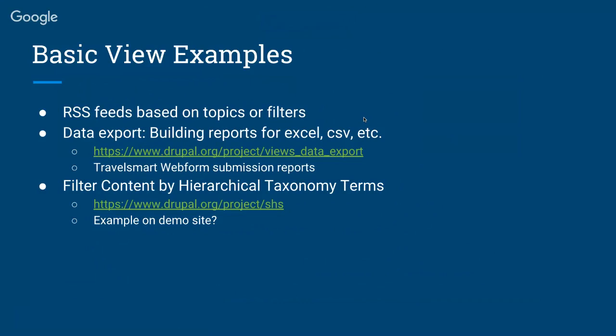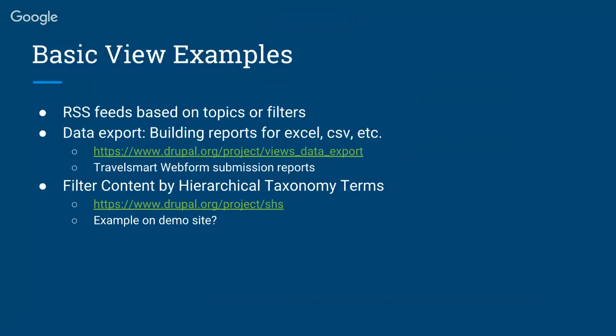Other things you could do: create RSS feeds. Imagine Learning had several different RSS feeds based on which product. Then data export. The TravelSmart website takes in entries and requests for insurance, and they need to export that in big Excel spreadsheets with lots of information. This views data export module allows creating those kinds of reports, and they can be downloaded easily.